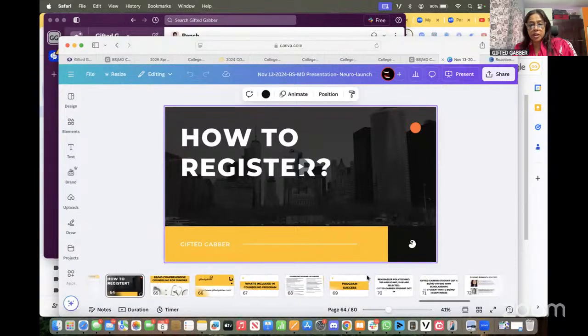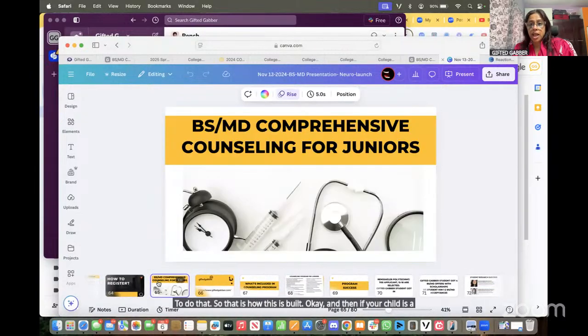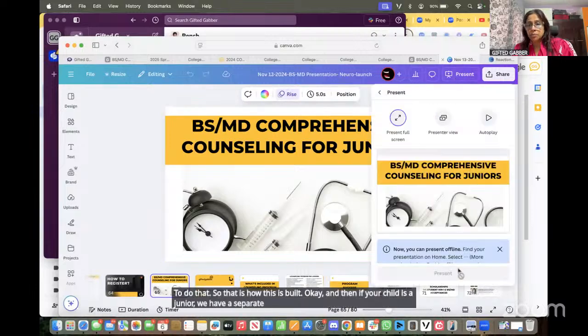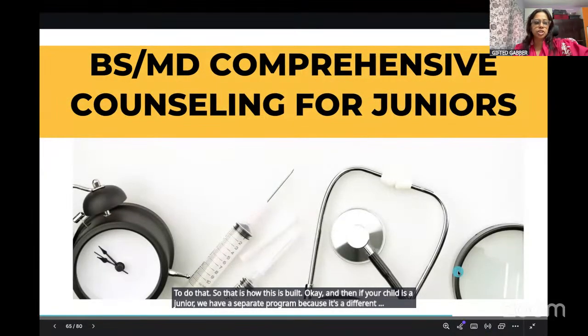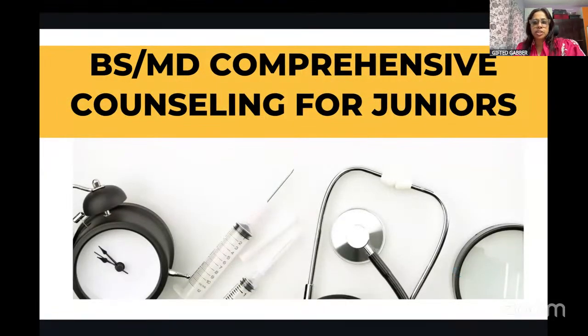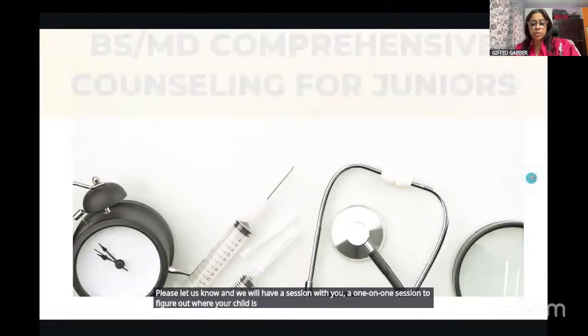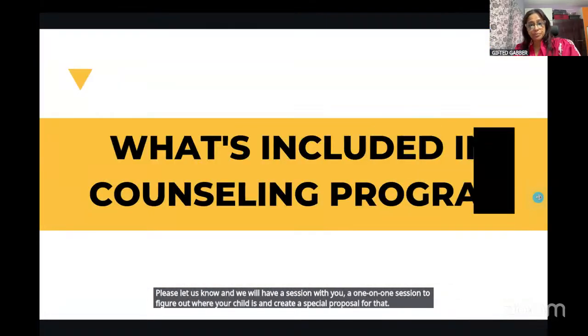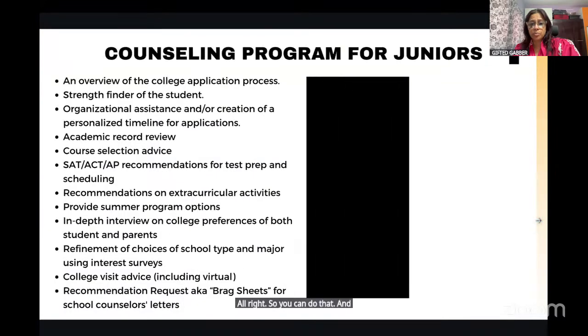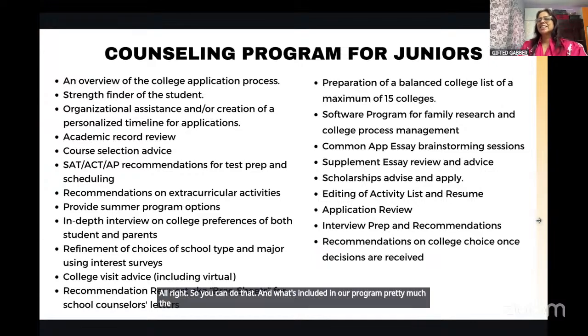Okay, and then if your child is a junior, we have a separate program because it's a different counseling. We have to build their college list, their activities, their resume, and everything. So if you're a junior, please let us know, and we will have a session with you, a one-on-one session to figure out where your child is and create a special proposal for that. Right? So you can do that. And what's included in our program, pretty much the kitchen sink. I'm sorry, it's a lot of things that we do for the juniors who are applying to colleges in the October timeframe. So that counseling is entirely different. Okay.